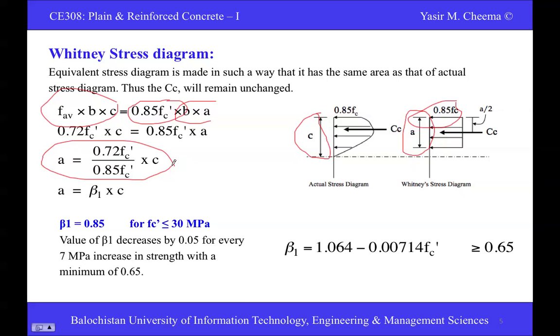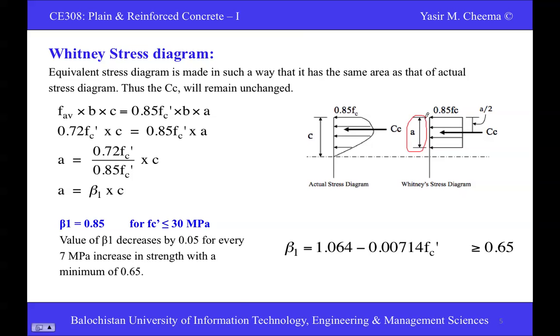What would be the value? Actually, this diagram, don't get confused. We first get the diagram, and later we make a relationship. We assume that we know the depth c, but we don't know how much this value is, so we assume it is some value a. Then we equate both to get what this value a actually is.